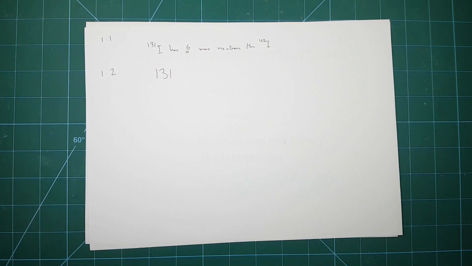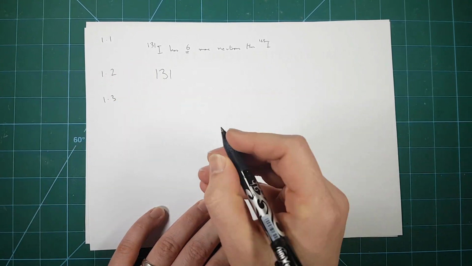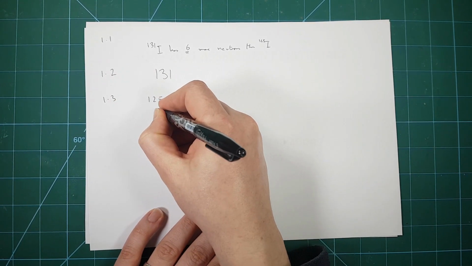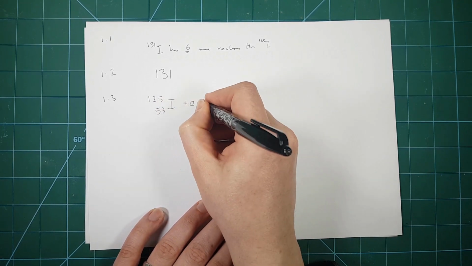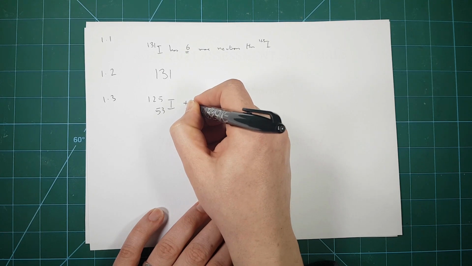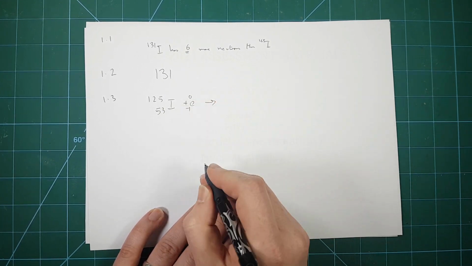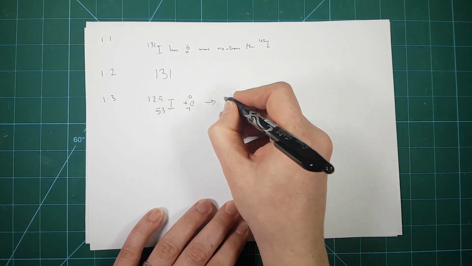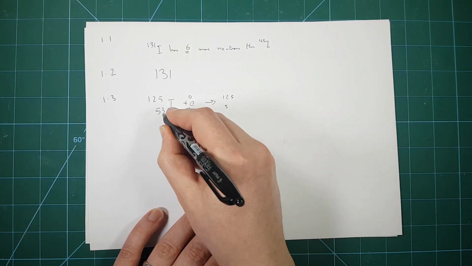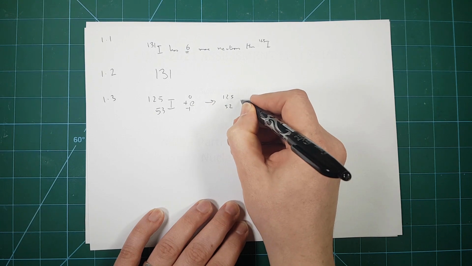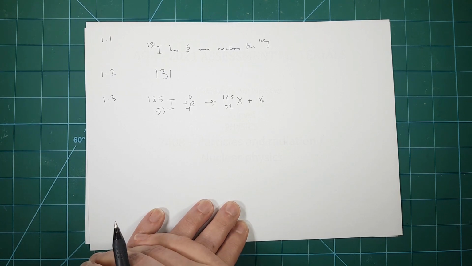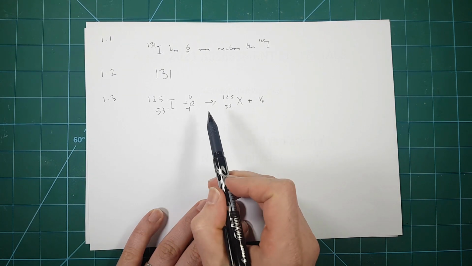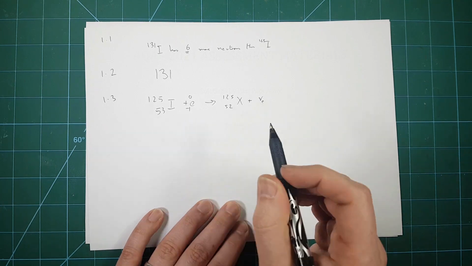Question 1.2, dead easy. Do you know what a nucleon number is? 131. Question 1.3. So we've got iodine 125, 53, and we're going to capture an electron which has a charge of -1 like that. So we're going to end up with 125, 52, something, plus an electron neutrino. Now we need to look at the differences between this and this. This is tellurium.